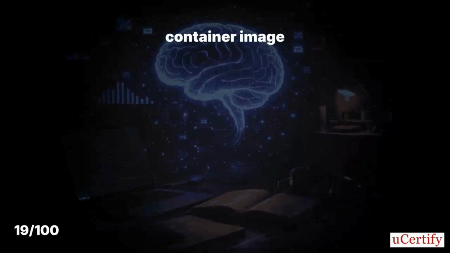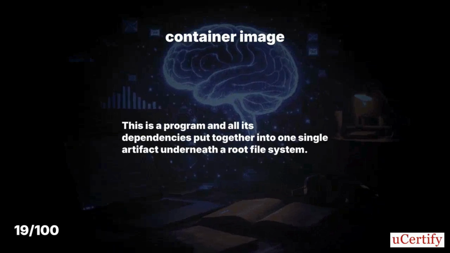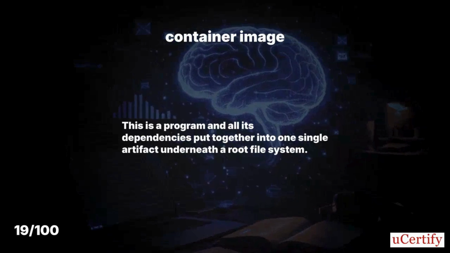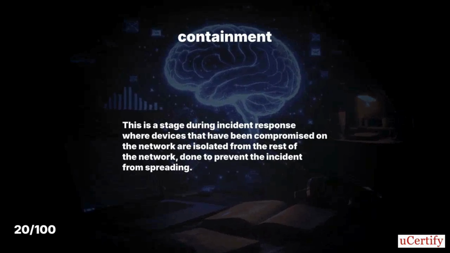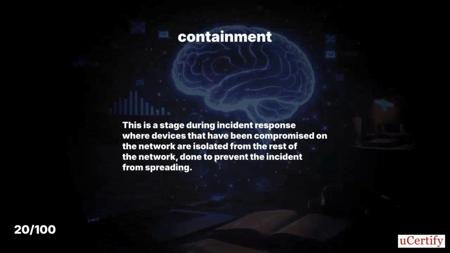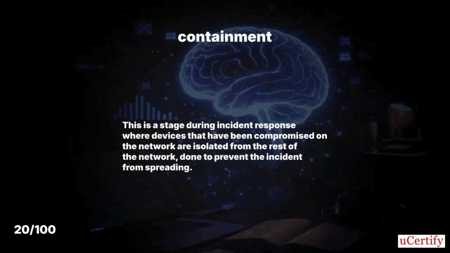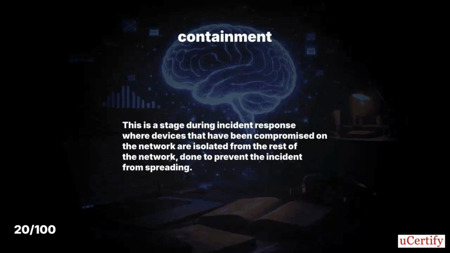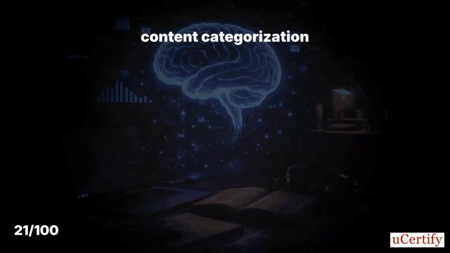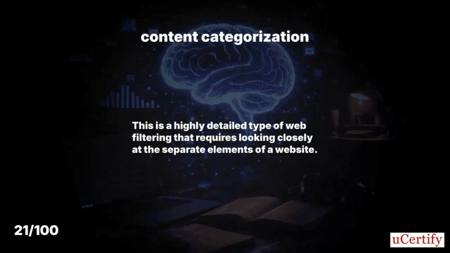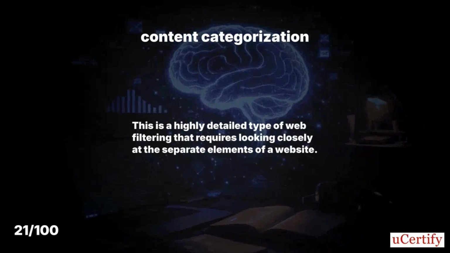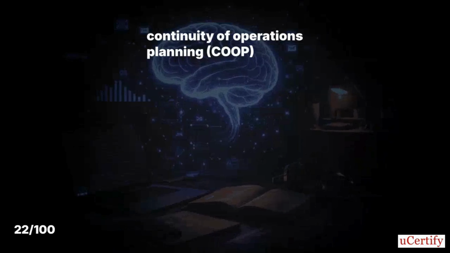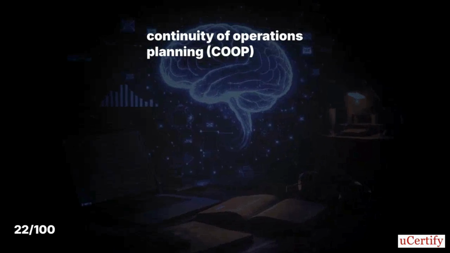Container image. It is a container and all its dependencies put together into one single artifact underneath a root file system. Containment. This is a stage during incident response where devices that have been compromised on the network are isolated from the rest of the network, done to prevent the incident from spreading. Content categorization. This is a highly detailed type of web filtering that requires looking closely at the separate elements of a website. Continuity of operations planning, COOP.